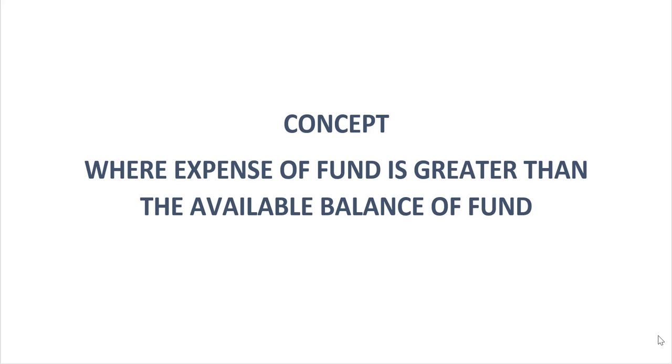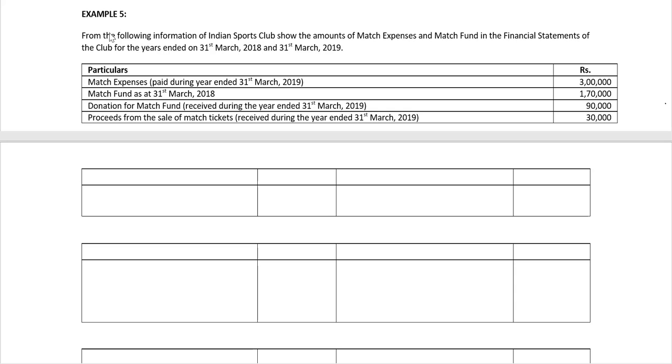The final concept in fund-based accounting is where the expense of the fund is greater than the available balance of the fund. So let's go to the example sum. Example 5. From the following information of Indian Sports Club, show the amount of match expenses and match fund in the financial statements of the club for the years ended 31st March 2018 and 31st March 2019.